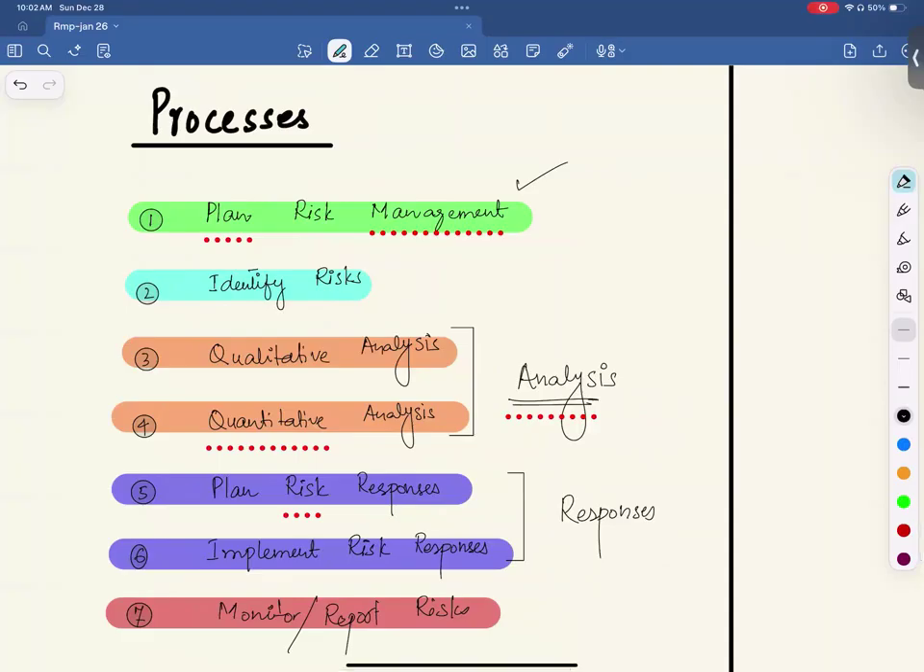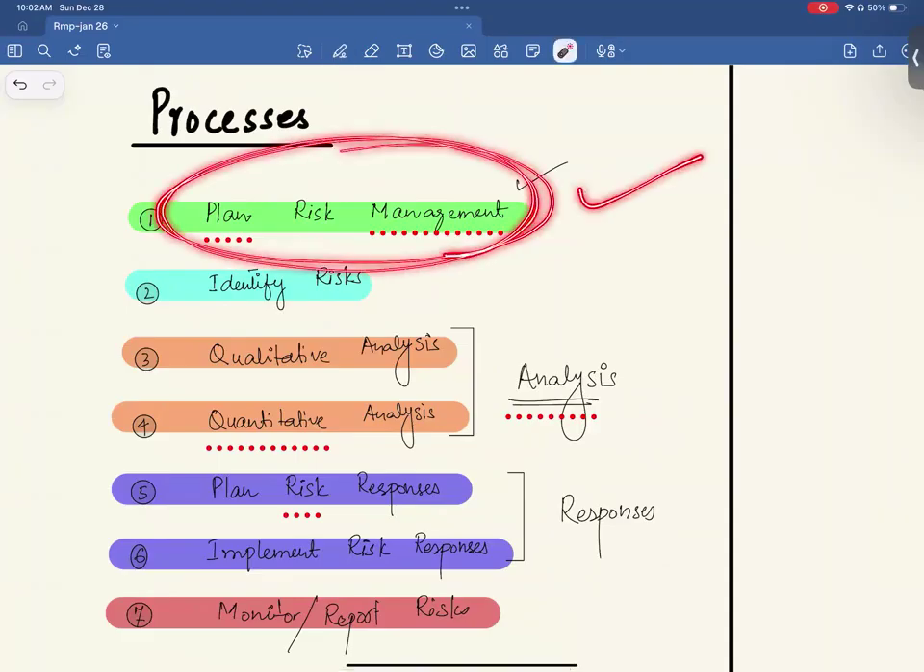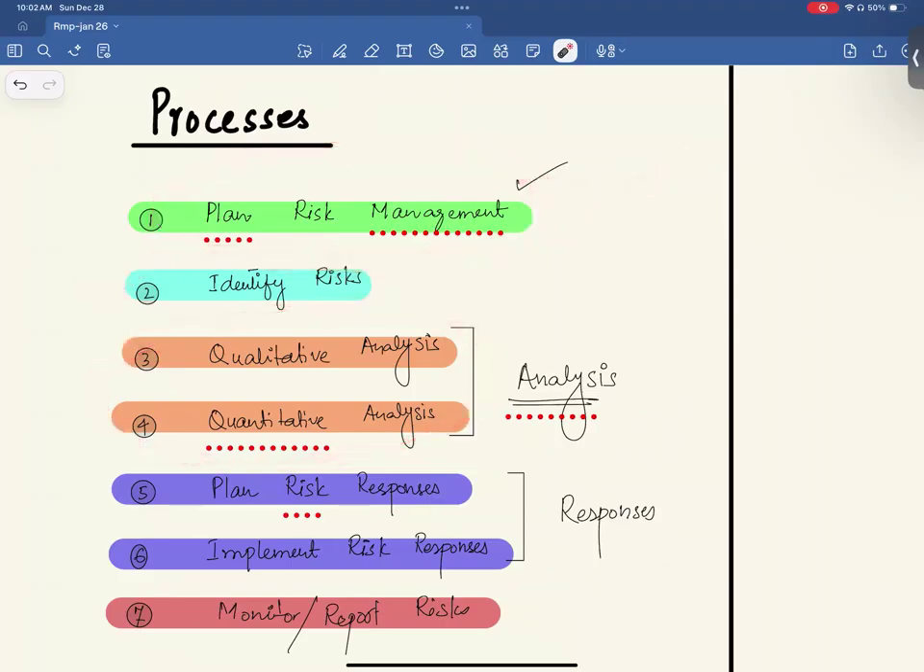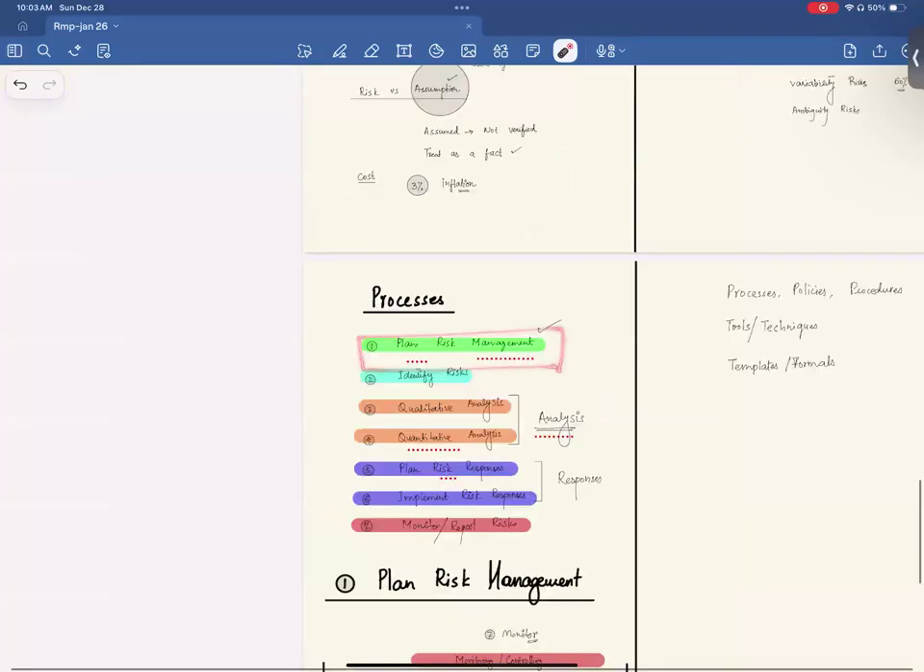There are 7 processes in risk management. First is risk management planning that we are discussing. Then identify risk, then domain 3, which is analysis. With analysis, we have 2 different types, qualitative and quantitative. And then plan risk responses and implement risk responses. This is domain 4. And the last domain is monitoring and controlling risk. So we're talking about the first one, plan risk management.